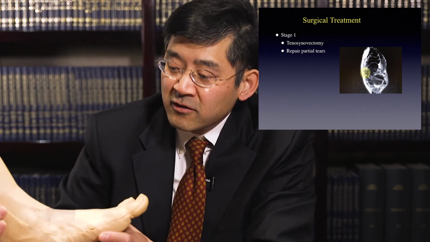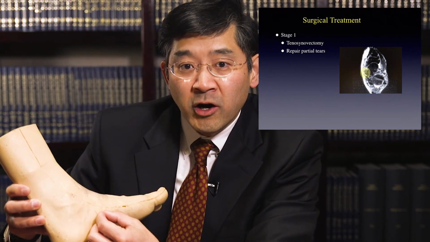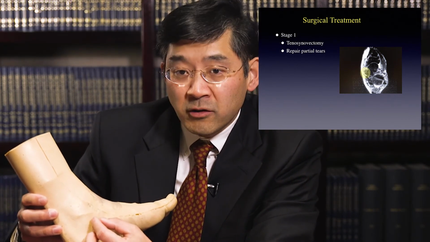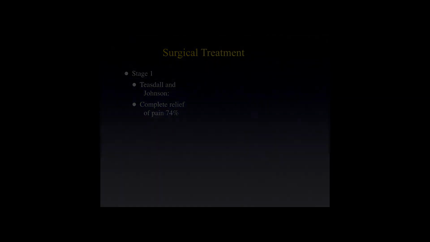Now, if someone fails conservative treatment and they're a candidate for surgery, the last option is surgical intervention. For stage 1, we'll often perform a tenosynovectomy, which means opening up the diseased tendon sheath and debriding the inflamed tissue around it, and then repairing any small tears that may be present in the tendon. The results of stage 1 treatment are quite good. Teasdale and Johnson noted complete relief in 74% of their patient cohort.